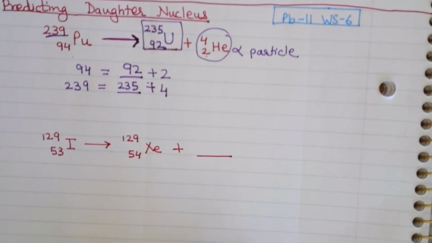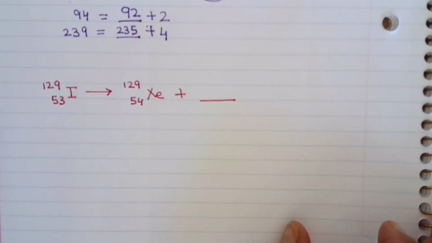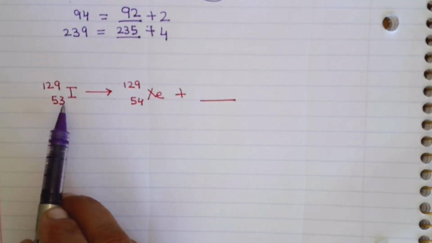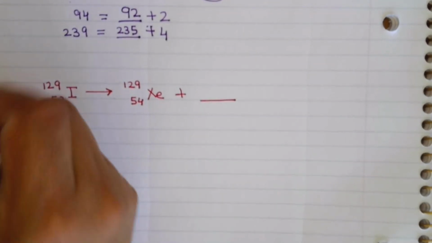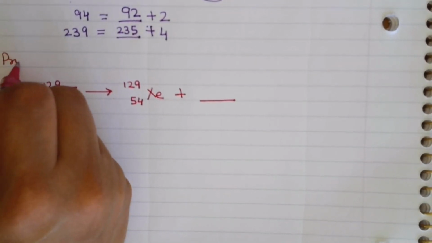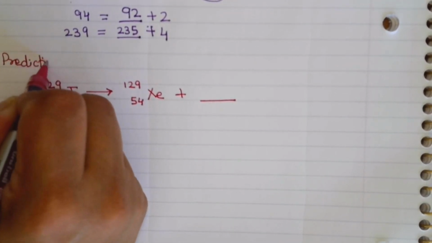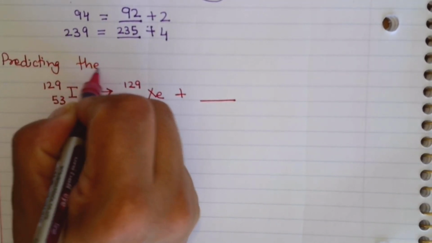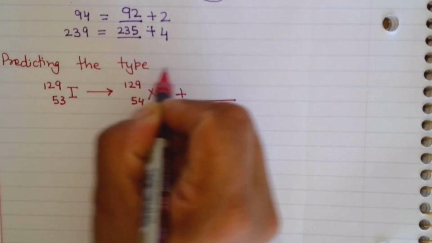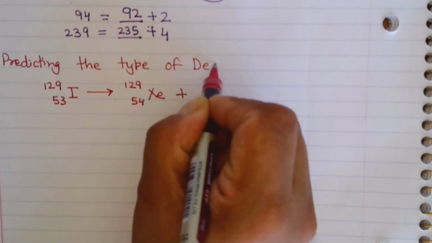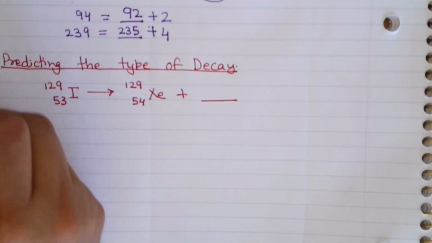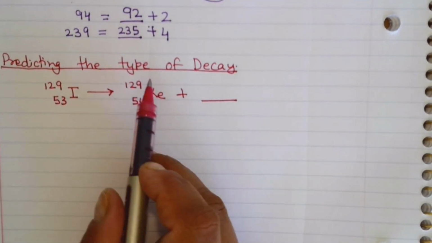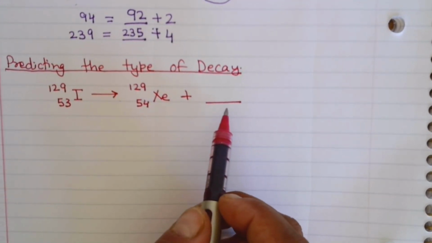Next, let's do another example. This time we have iodine, and in this example we are actually predicting the type of decay. So there are two types of problems. In the first you have to predict the type of the daughter nucleus, and in this one we will predict the type of decay.